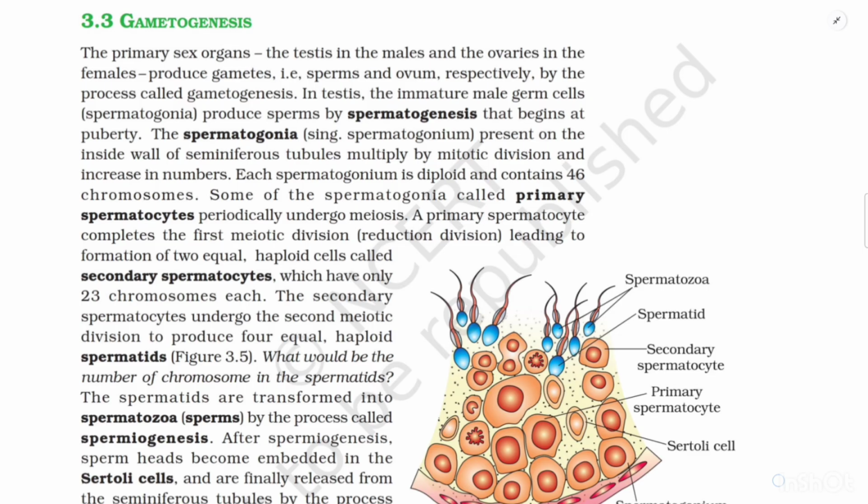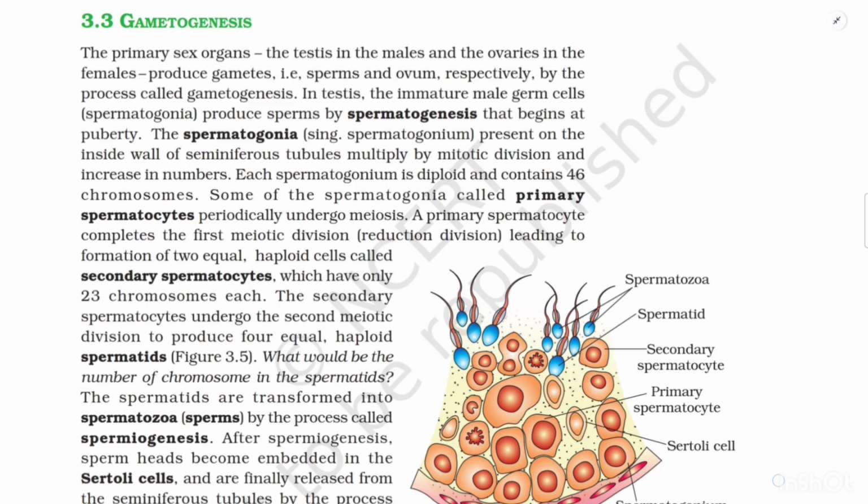A primary spermatocyte completes the first meiotic division, that is a reduction division leading to formation of two equal haploid cells called secondary spermatocytes which have only 23 chromosomes each. The secondary spermatocytes undergo the second meiotic division to produce 4 equal haploid spermatids. What would be the number of chromosomes in the spermatids?